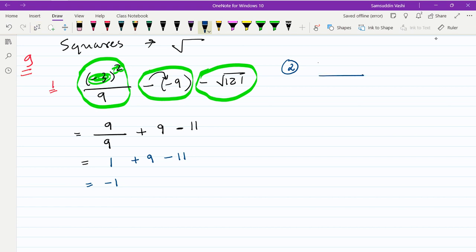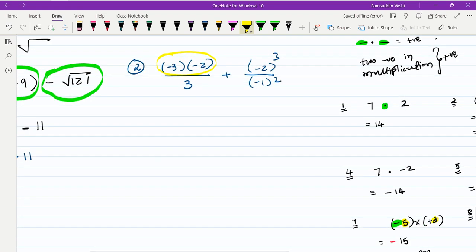Right. So this time in the numerator we have 2 brackets. Okay. Plus another fraction, -2 cube divided by -1 squared. Right. So I have 4 places to work with. I have 2 fractions, 2 numerators and 2 denominators. Don't worry about whether you get the final answer or not. I must concentrate on one place at a time in maths. Okay. So I'm concentrating first on the numerator. First numerator. Right. What will be that answer?